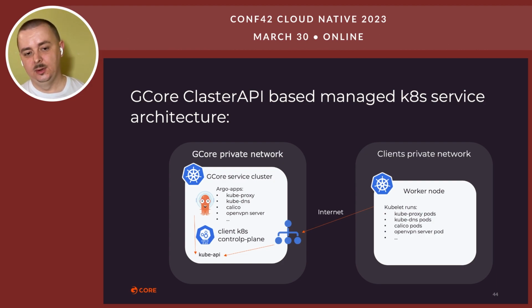So Argo CD renders the manifests for all that infrastructure and puts them directly into the Kube API, which is located inside the GCore service cluster. And then the kubelet accesses the Kube API and finds out what pods should be run on the node. So if the client deletes anything using kubectl, the Argo CD will recreate it.